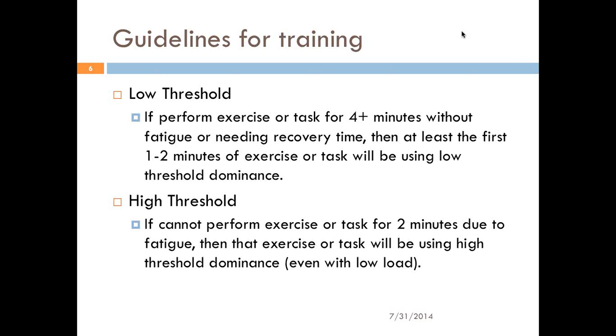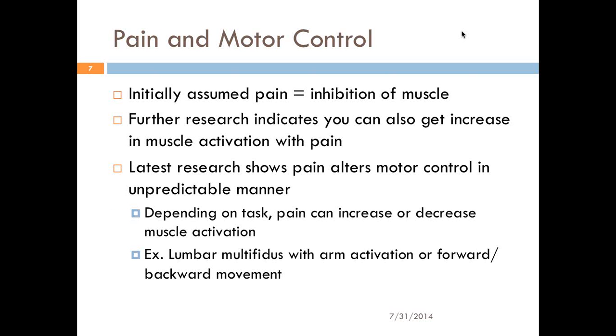Okay, so let's talk about pain and motor control. Initially, the studies showed that as soon as you had pain, the muscle in the area would turn off. But the more research they've been doing, it's indicating that you can also get an increase in muscle activation with pain. So you can get muscle spasm or increased tone in the muscle. The latest research is showing that pain can alter motor control, and it's very unpredictable. Depending on the task, pain can increase or decrease muscle activation. So we have to be aware of that and not just assume that the muscle is inhibited.